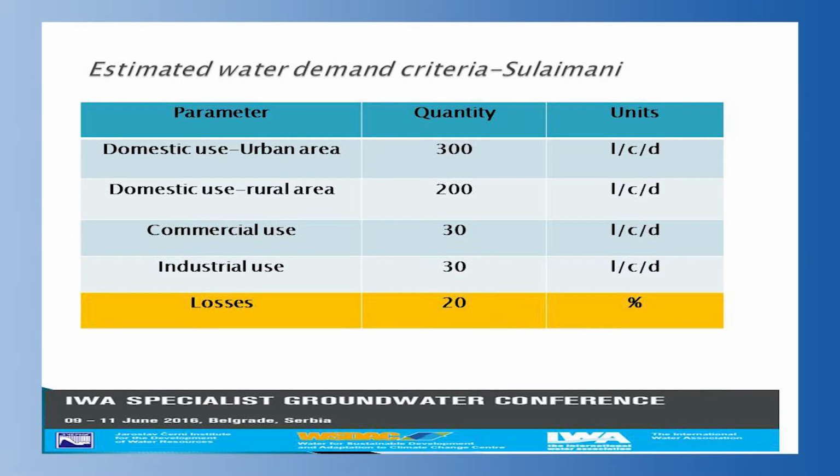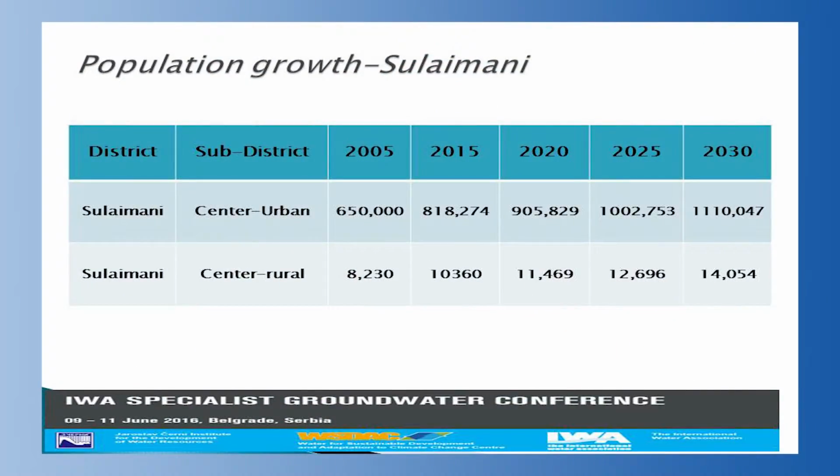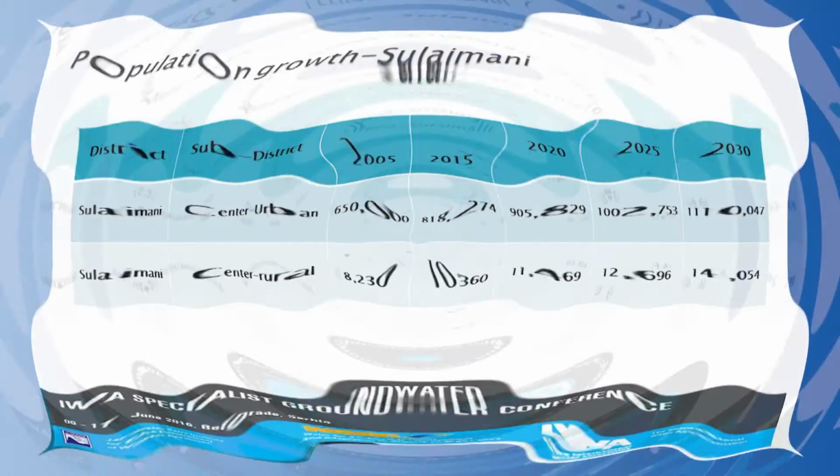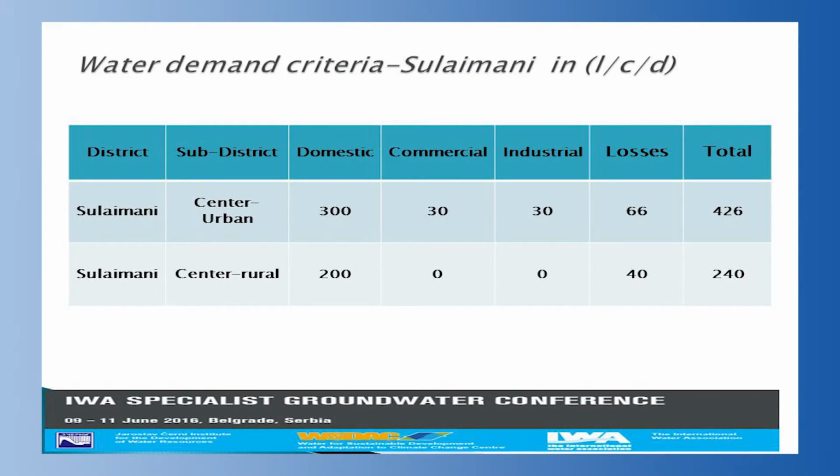So the estimated demand criteria for the Sulaimanyah area, for example, you can see how it is according to this table. And if we look at the population growth rate over the years, you can see that by 2030 the population will be almost doubled. And that means, of course, you will need plenty of water to cover this population growth. And these are just figures to show you how much the water demand will be in future.